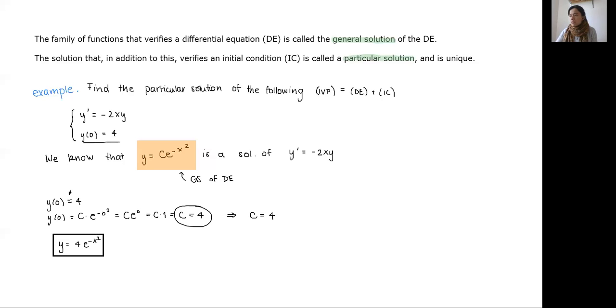Is everybody done writing this? Can I see show of hands of those who are not done writing? Not done writing.